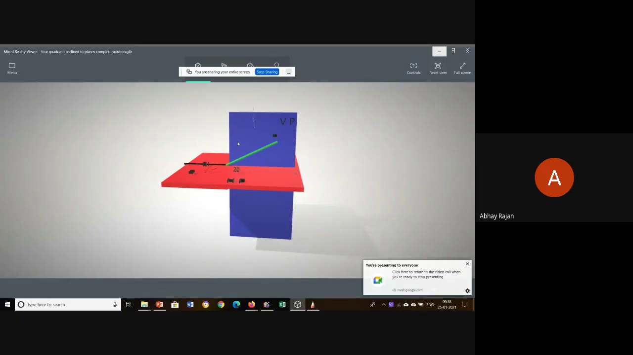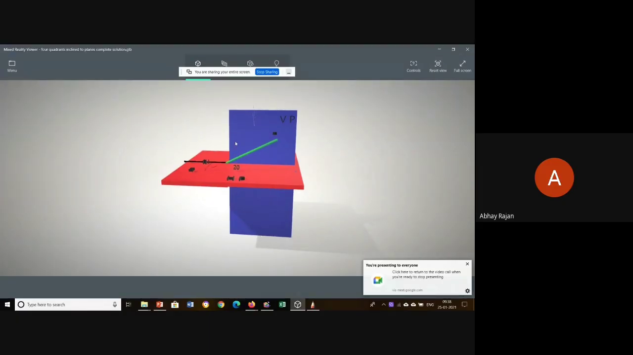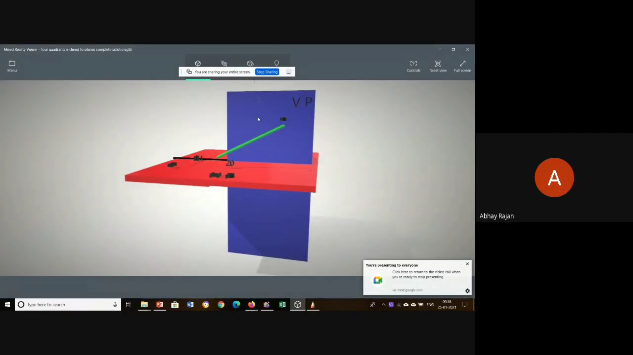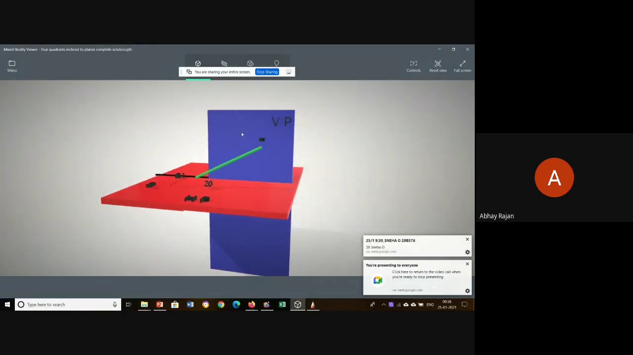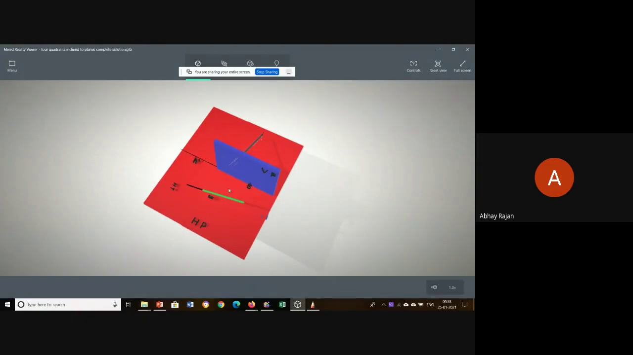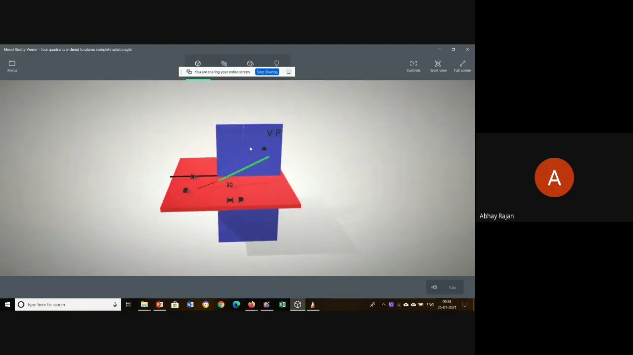Okay, so the question was asked that the line is parallel to VP as well as inclined to HP, right? So see here, this is your VP as well as this is your HP. See, the red one is your HP, the horizontal plane, as well as this blue plane is your VP. Okay, vertical plane and the horizontal plane.